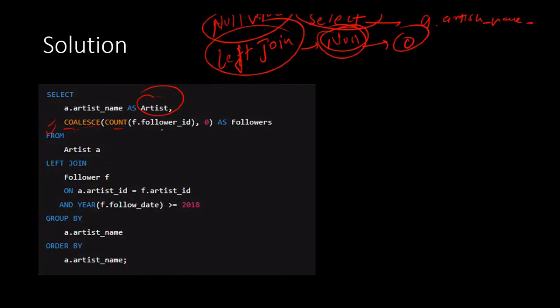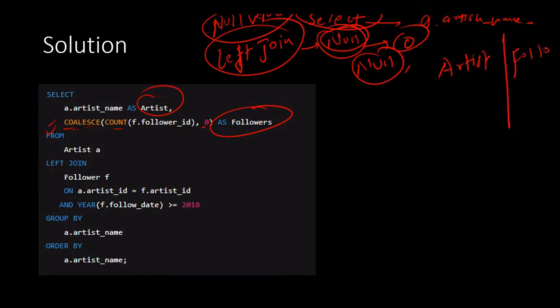Suppose we are counting this follower id, and if we are getting null, then we will be replacing that null value with 0, as followers. So artist name we got, and followers also we got in our display table. Now both tables we need to join.